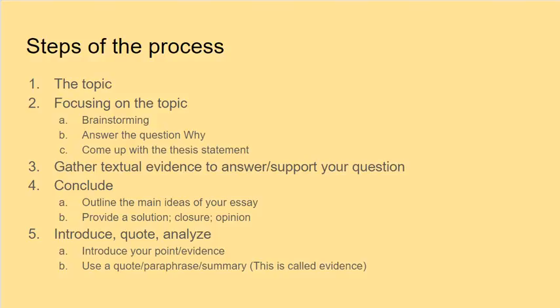Then you need to come up with a thesis statement or your claim for your process. You want to be proficient at gathering textual evidence from those texts that you are reading that will support your question. Make sure everything ties back to that original passage prompt or to the topic that you have been given. Make sure you have a strong conclusion. And then you want to look at how to introduce, quote, and analyze your evidence. These process steps will be explored in the videos for Standard 3.